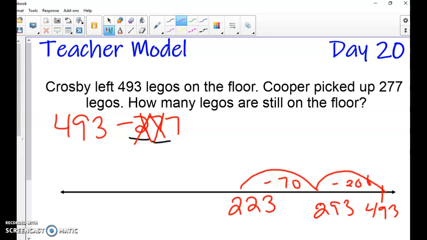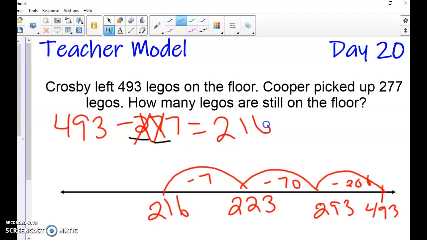And lastly, I'm going to take away 7 ones. And I'm going to count backwards. Say 223 minus 7 is 22, 21, 20, 19, 18, 17, 16. So 223 minus 7 is 216. 493 minus 277 is equal to 216. You can use your place value blocks to double check my work. All right, let's move on to the next one.